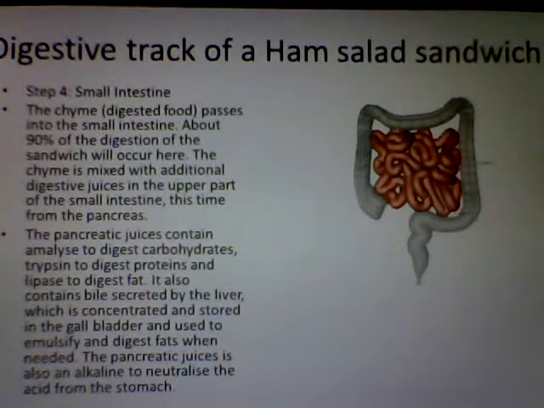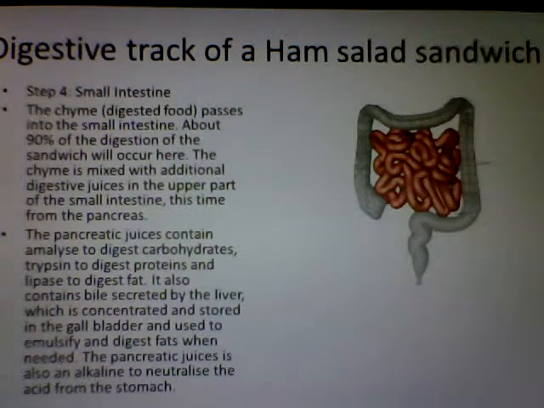Step 4. Small intestine. The chyme, or the pre-digested food, passes into the small intestine. About 90% of the digestion of the sandwich will occur here. The chyme is mixed with additional digestive juices in the upper part of the small intestine, this time from the pancreas. The pancreatic juices contain amylase to digest carbohydrates, trypsin to digest proteins, and lipase to digest fat.